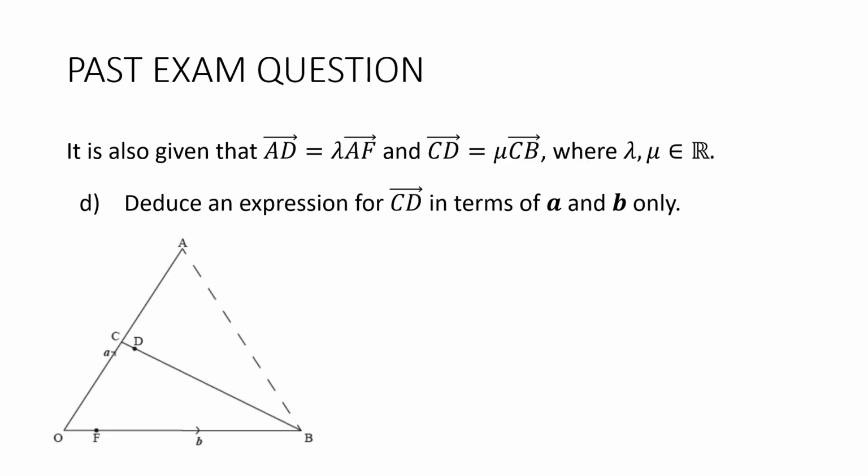D, deduce an expression for the vector CD in terms of A and B only. So we were given that CD is equal to mu CB and mu is equal to 1 on 13. And CB, which is here, is B take away a half A.